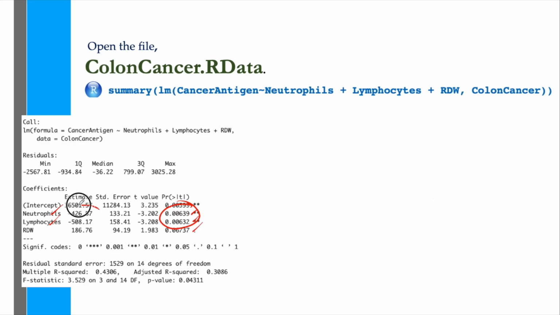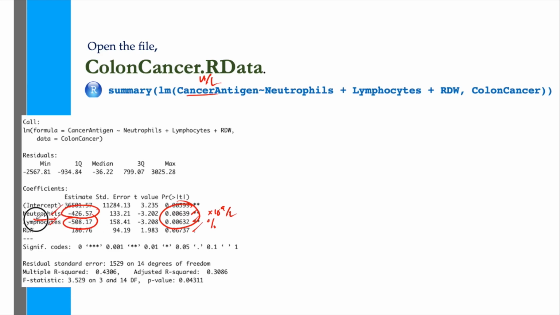And how do we interpret these two values? Note that the unit of measurement for neutrophils is times 10 raised to 9 per liter, and the unit of measurement for lymphocytes is percent, while the unit of measurement for cancer antigen is units per liter. So how do we interpret this?